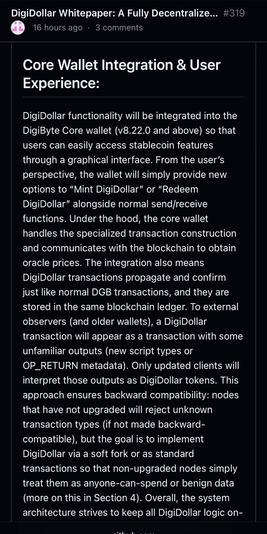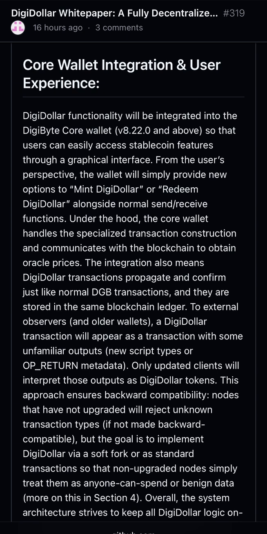From the user's perspective, the wallet will simply provide new options to mint DigiDollar or redeem DigiDollar alongside normal send-receive functions. Under the hood, the core wallet handles the specialized transaction construction and communicates with the blockchain to obtain oracle prices. The integration also means DigiDollar transactions propagate and confirm just like normal DGB transactions, and they are stored in the same blockchain ledger. To external observers and older wallets, a DigiDollar transaction will appear as a transaction with some unfamiliar outputs, new script types, or OP_RETURN metadata.